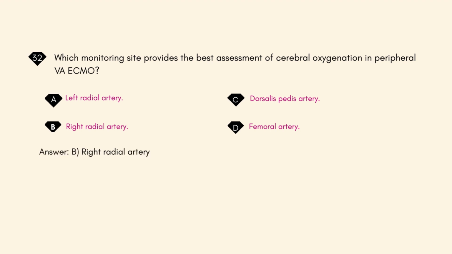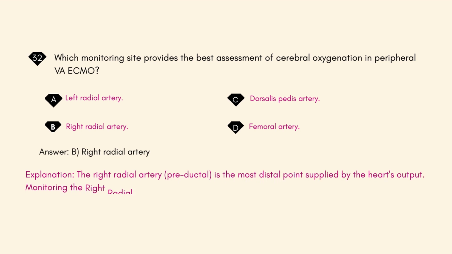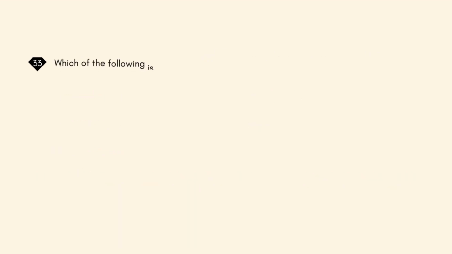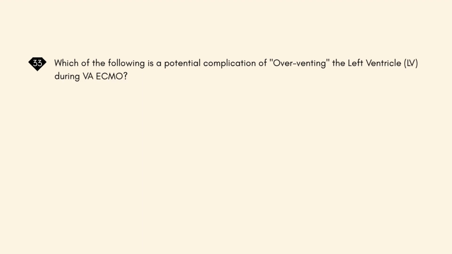Right radial artery. Explanation: the right radial artery, preductal, is the most distal point supplied by the heart's output. Monitoring the right radial PaO2 or SaO2 ensures that the brain is receiving enough oxygen in the presence of competing flows.